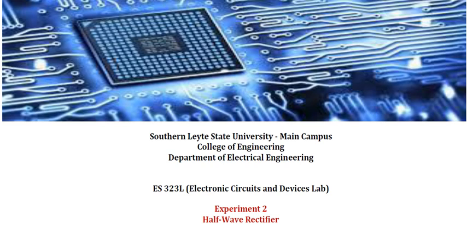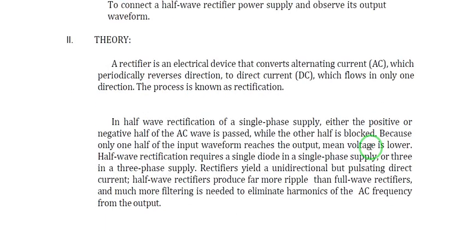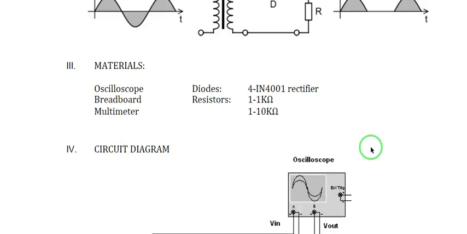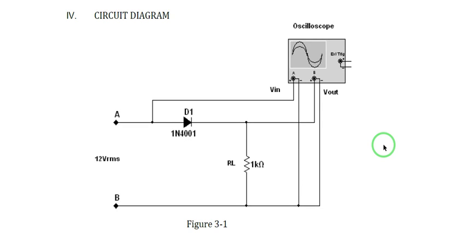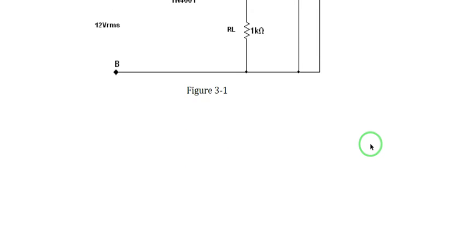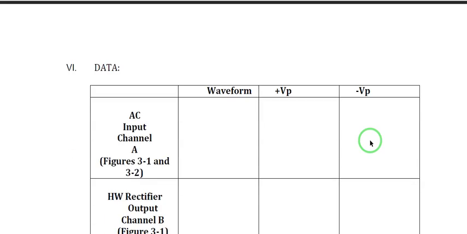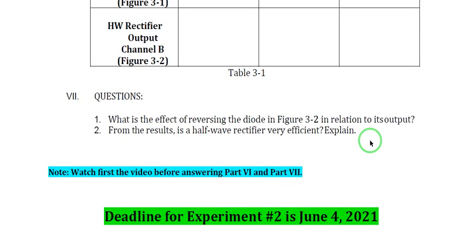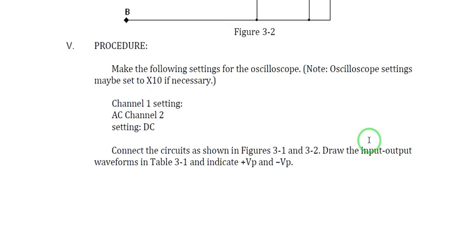Today we're going to discuss experiment 2, half-wave rectifier. Now this experiment is already uploaded in our virtual classroom at Moodle. So you just read the objective, the theory, and everything here, just go directly to our circuit diagram for the conduct of this experiment. Now, the requirement for you is only to answer part 6 and part 7. Okay? So you observe carefully our experiment video.